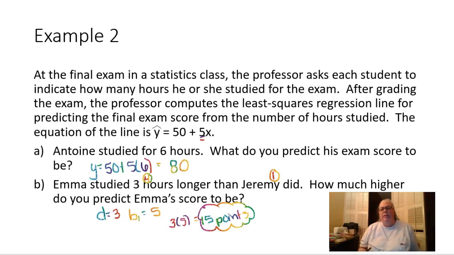Now, again, that doesn't mean that there will be exactly 15 points. There could be more, there could be less. We don't really know, but our model says this is what we can expect to happen.